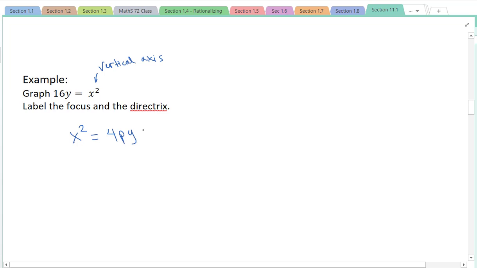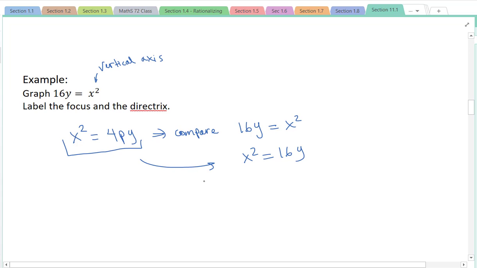So we just compare. Usually this is what I do: compare the standard equation to what we have. I have 16y equals x squared. If we want, we can rearrange it by just switching the sides so that it looks like that. I have x squared, so that's good. Those match up. And now I have 4py, and this is 16y. So can you figure out what p is?